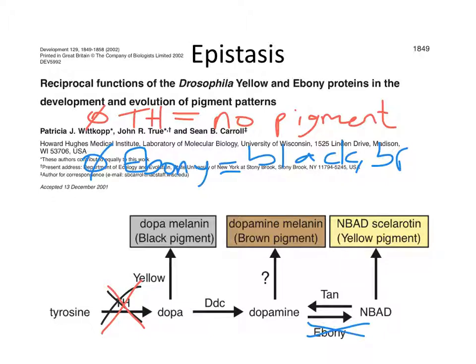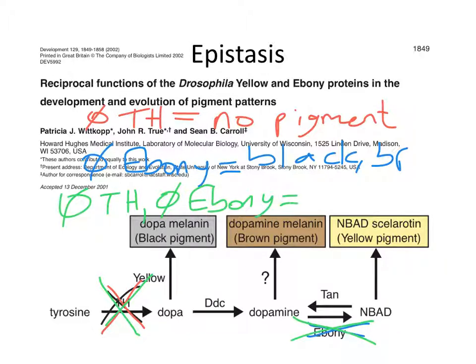So last question then is, what if you knock out both tyrosine hydroxylase and ebony, double mutation? So you do each of the single mutations, and you do a double mutation, double knockdown. Get rid of both at once, both TH and ebony. Then the result is no pigment. This is an epistasis experiment. It tells us which of the 2 enzymes works first.